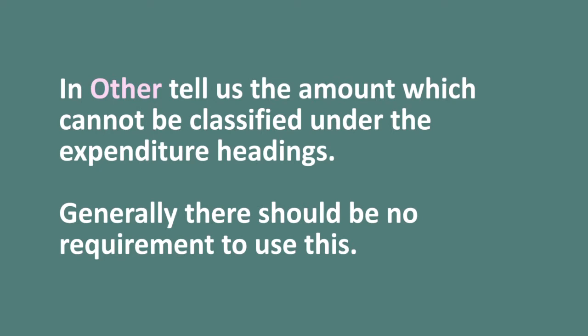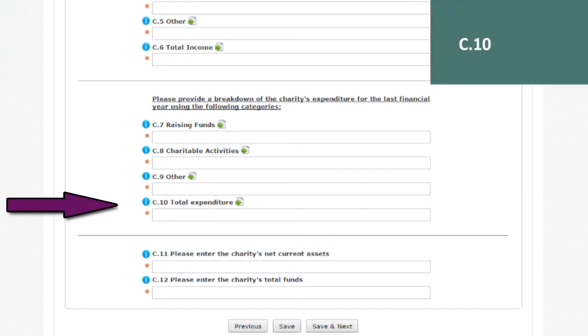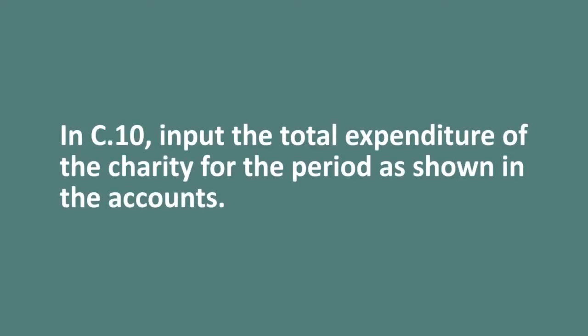In other, tell us the amount which cannot be classified under the expenditure headings. Generally, there should be no requirement to use this. In C10, input the total expenditure of the charity for the period as shown in the accounts.